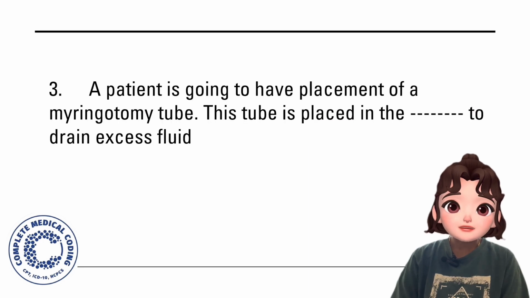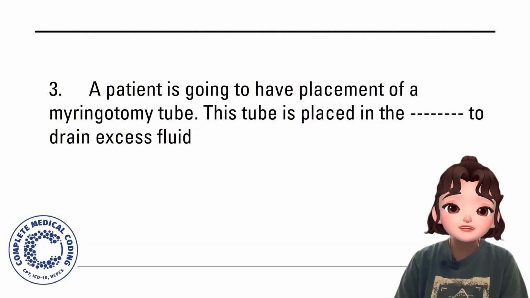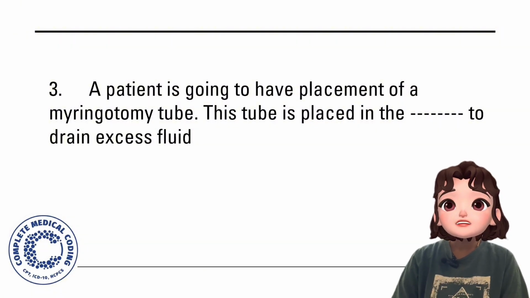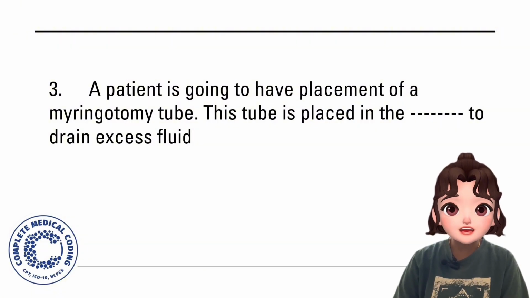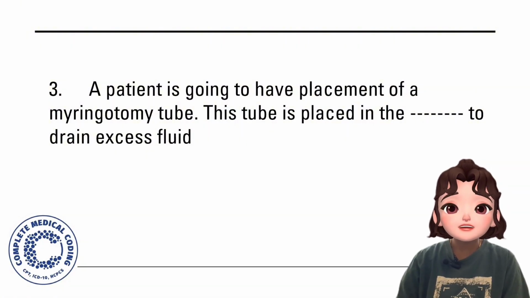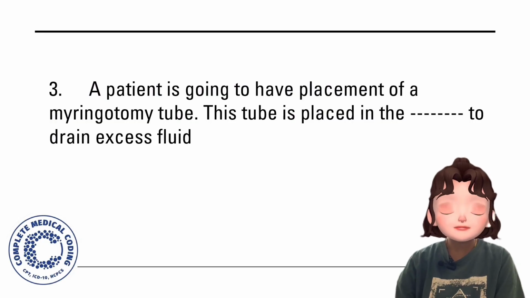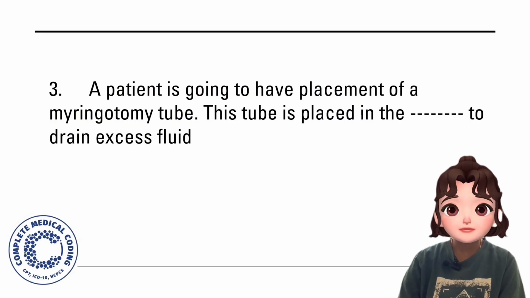Now moving to the third question. A patient is going to have placement of a myringotomy tube. This tube is placed in the dash to drain excess fluid. So, what is the use of a myringotomy tube? It is used to drain the excess fluid. But where is this myringotomy tube placed? That is what our question is.